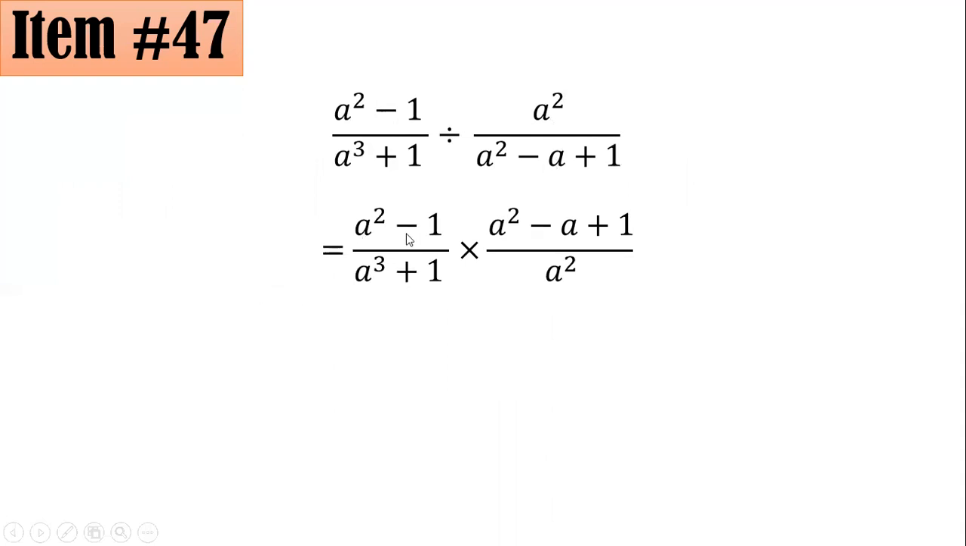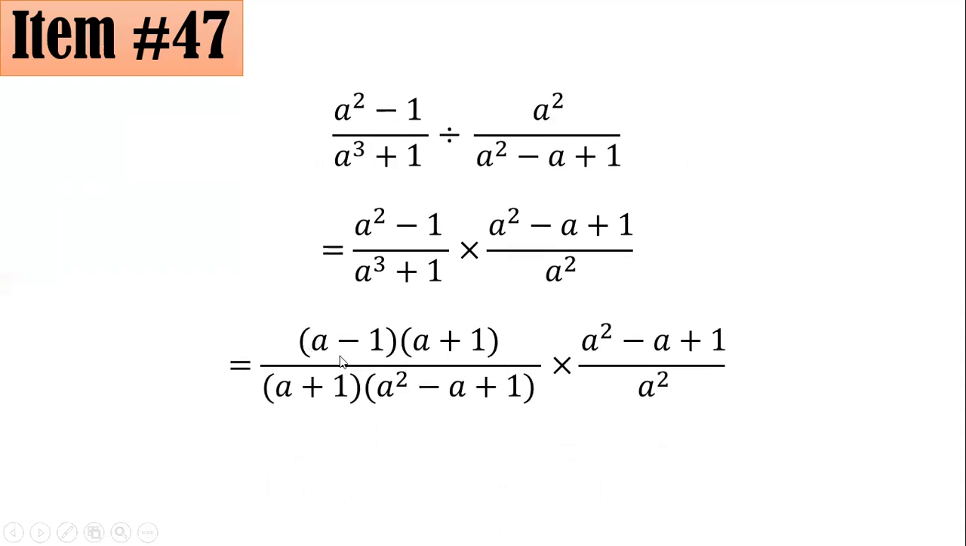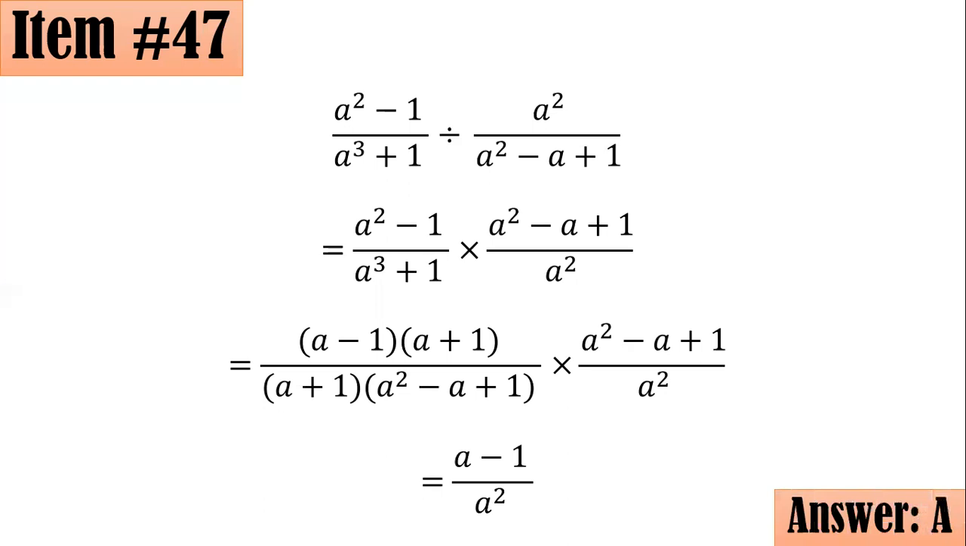If you factored a squared minus 1, that's a minus 1 times a plus 1. If you factored a cubed plus 1, since it's a sum of two cubes, and using the convention, this could be factored as a plus 1 times a squared minus a plus 1, and multiplying it with this one as well. You could see that this a squared minus a plus 1 will cancel. The a plus 1 will also cancel, leaving us a minus 1 in the numerator and a squared in the denominator, letter A.